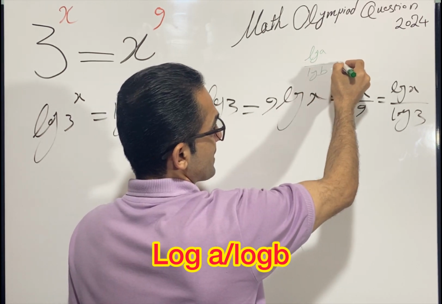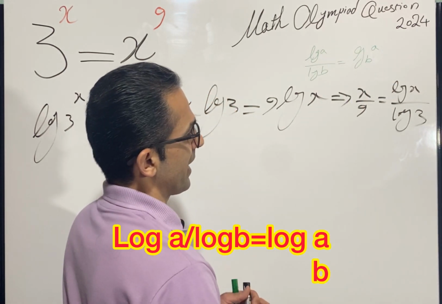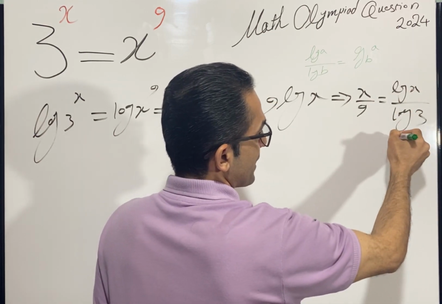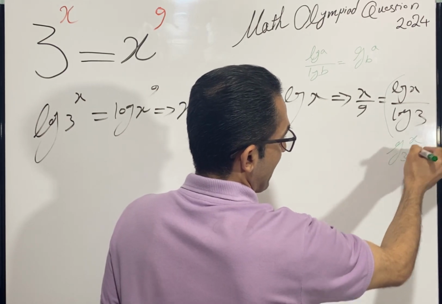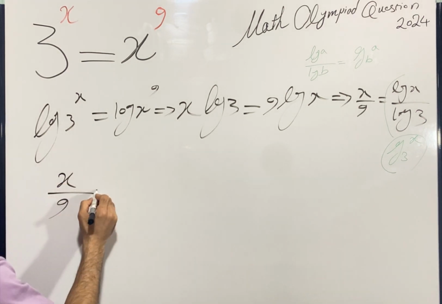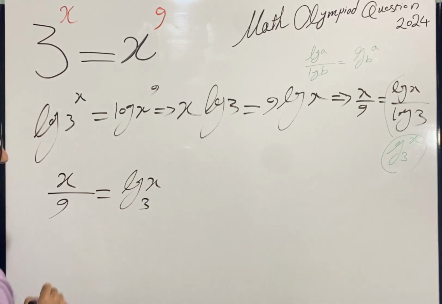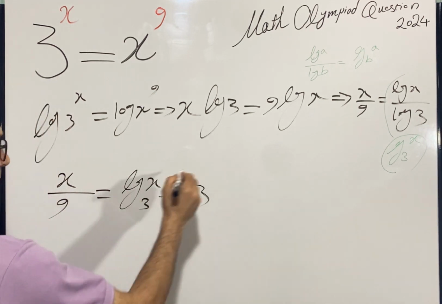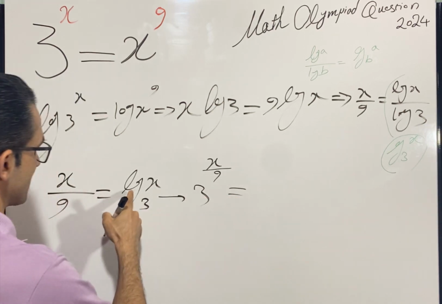If we have the same base, I can write log base b of a. Now log x over log 3 is equal to log base 3 of x. So x over 9 equals log base 3 of x. So 3 to the power of x over 9 equals x.